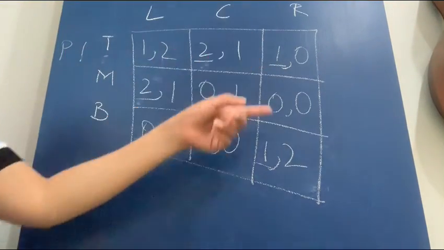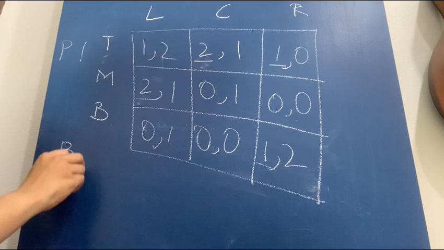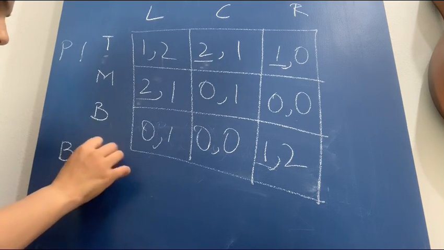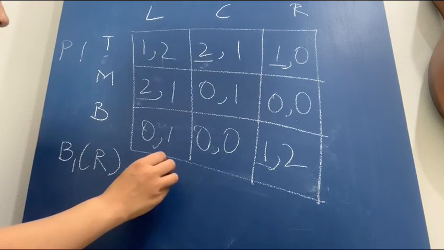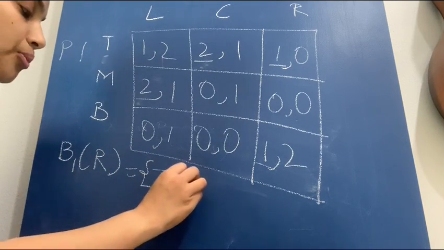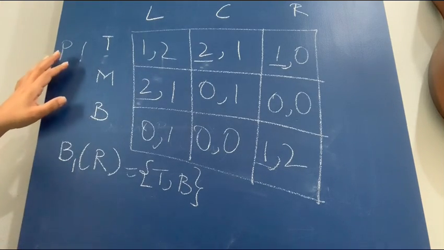So if you look carefully, if I write here best response of player 1, if player 2 is playing R, it will be 2 actions, which is T and B. So best response function need not have a unique action. It can have more than one, and if it's a continuum action profile, it can have a continuum, an infinite number of best responses also. Alright, let's do it for player 2 now.